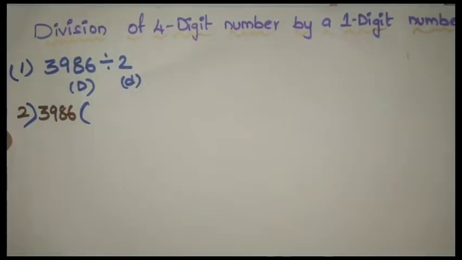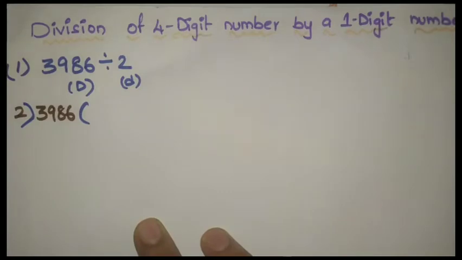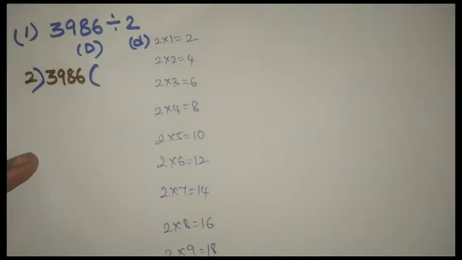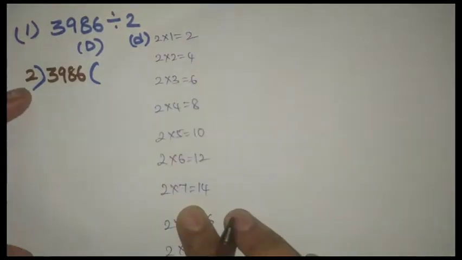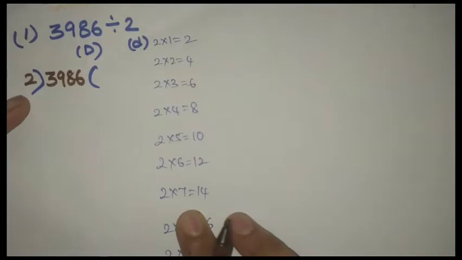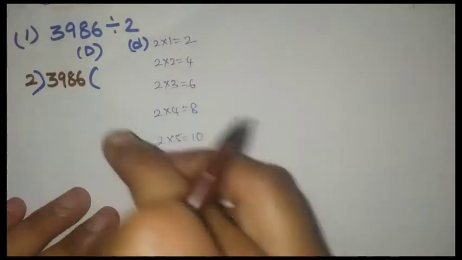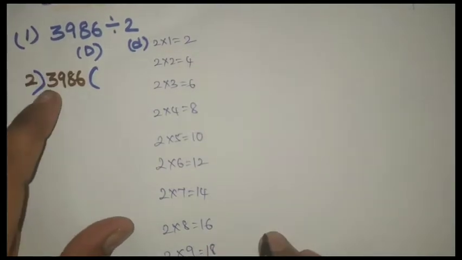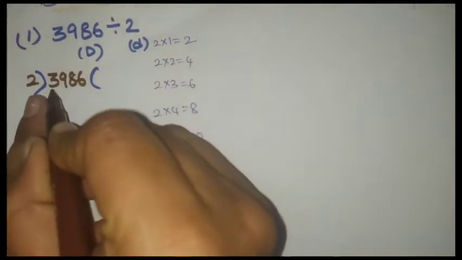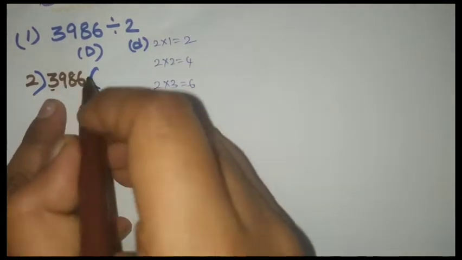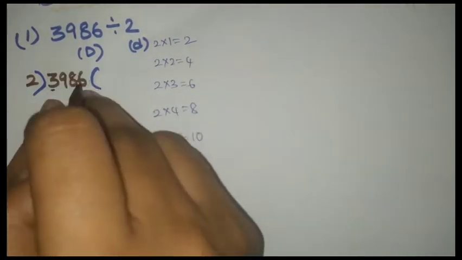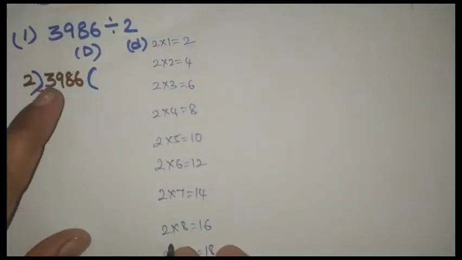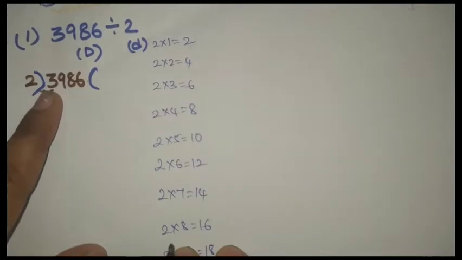Now we have to do division. For this, first we have to write the 2 table. Look here, this is the 2 table. There are 4 steps to do this problem. The first step is to compare the thousands place. For addition, subtraction and multiplication we work from this side, but for division we work from this side.